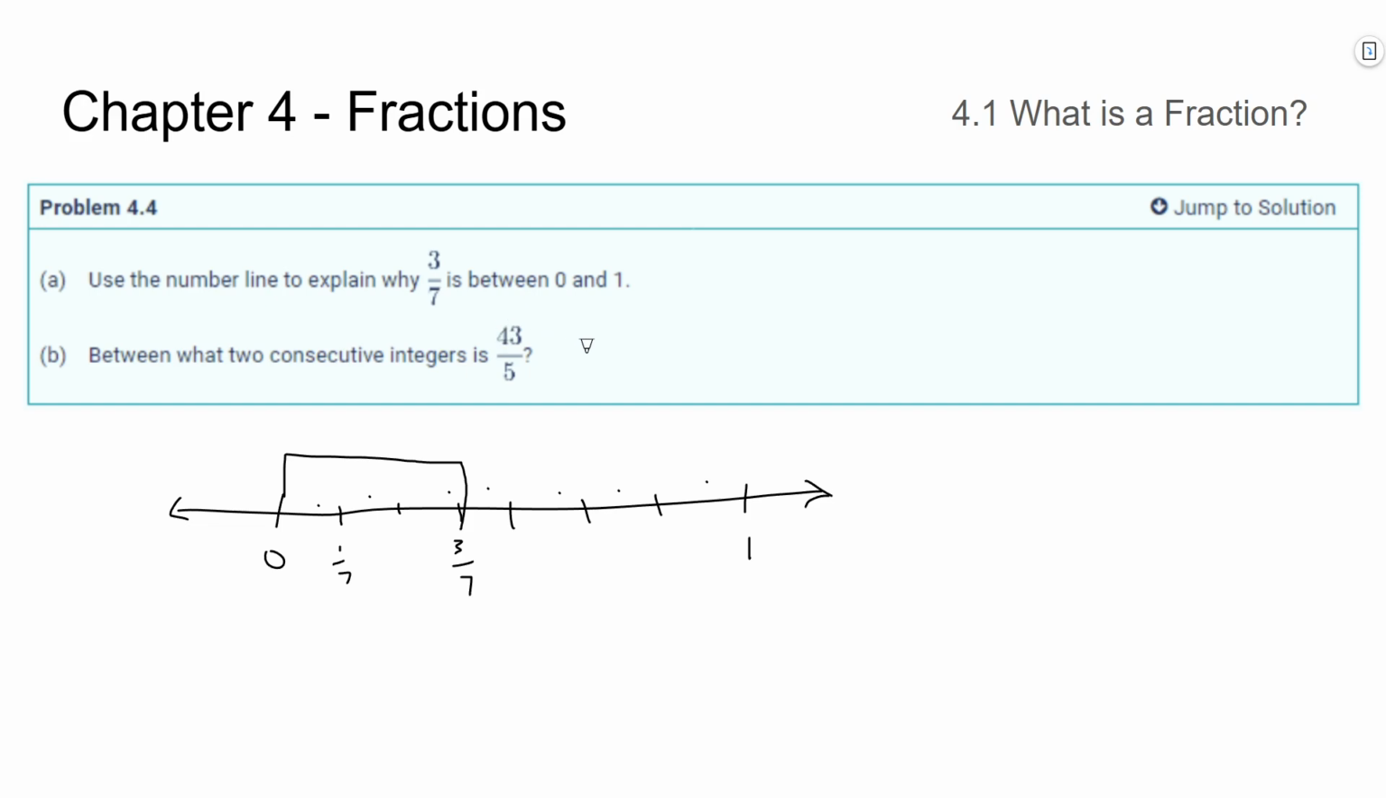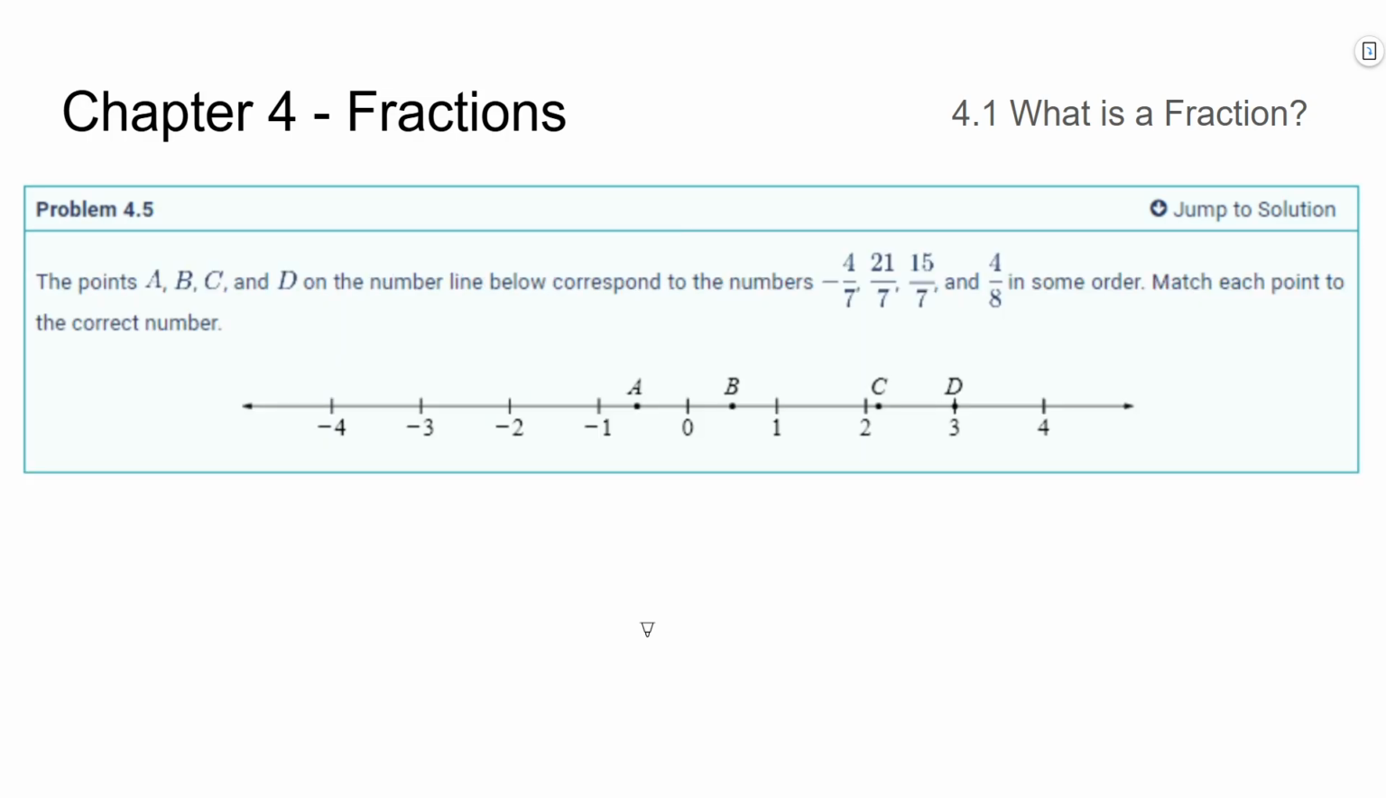So we know that both 40 and 45 are both going to be integers. Right? So 40 over 5 is going to be the same as 8, and 45 over 5 is going to be 9. So I guess that's what they're looking for. What 2 consecutive integers is 43 over 5? So 8 would be the same thing as saying 40 over 5. 9 would be the same thing as saying 45 over 5. And 43 is going to be somewhere around here, right? Would be 43 over 5. Would be somewhere in between 8 and 9.